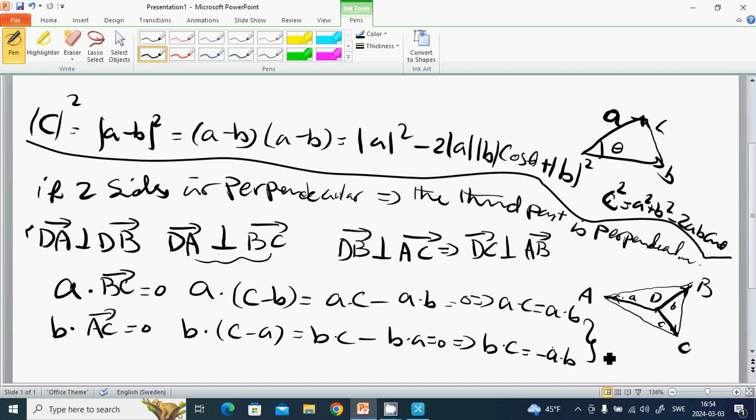Then from both of these, we get that AC equals BC, which gives us A minus B multiplied by C equals 0, which means that BA BC equals 0. Means that DC is perpendicular to AB.